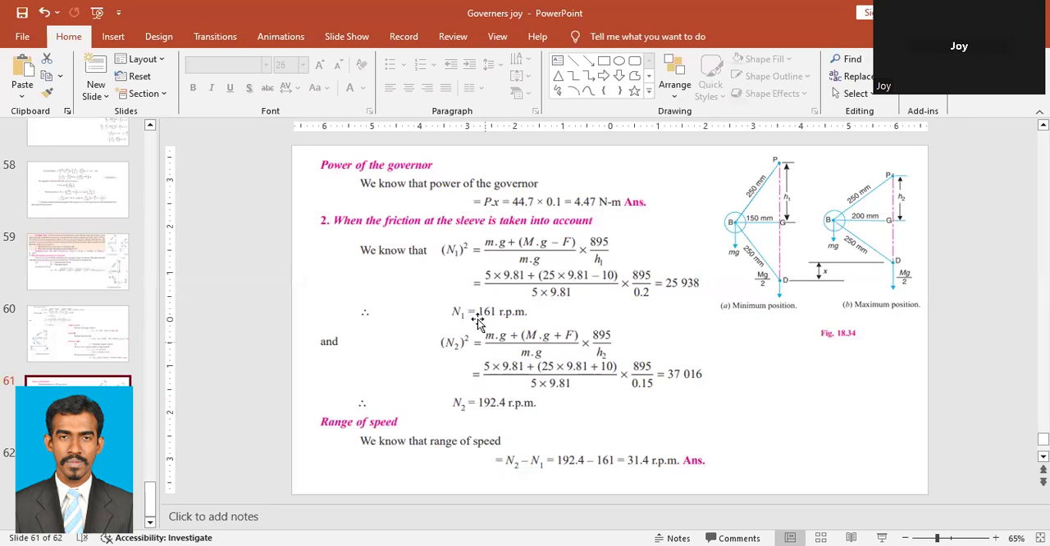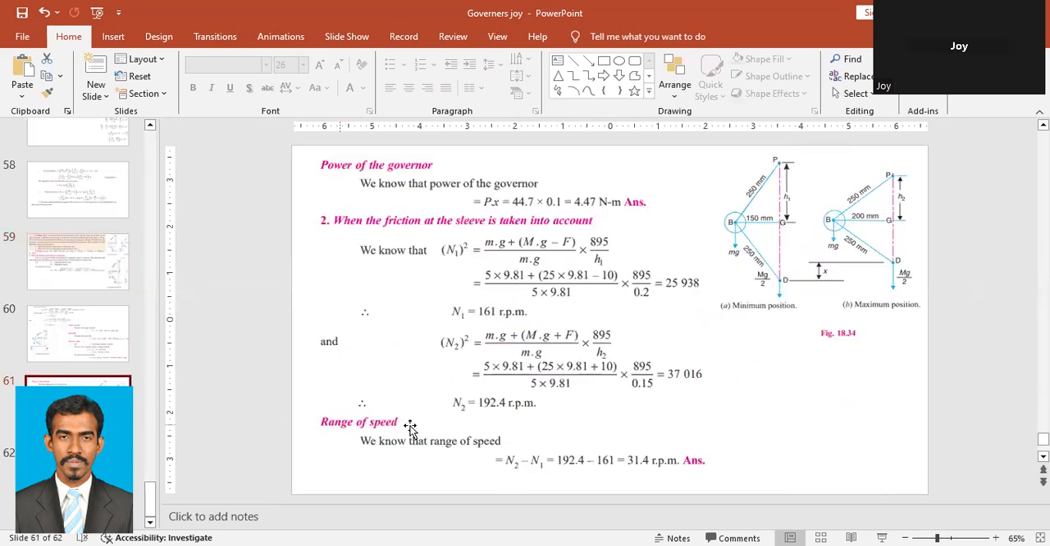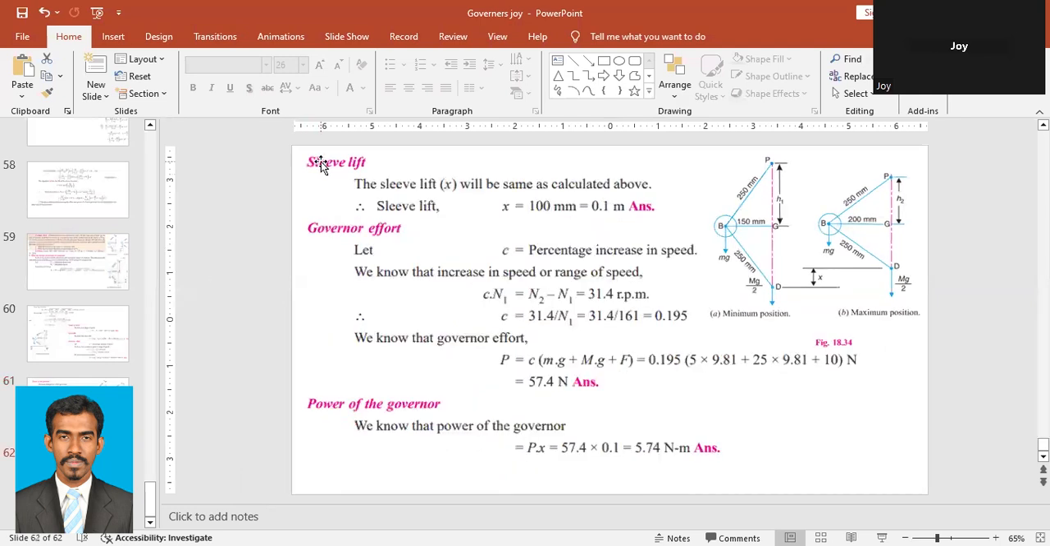Now we have N2, we have N1. So now we have to answer these questions: find the range of speed, sleeve lift, governor effort, and the power. First, range of speed. We know the range of speed is N2 minus N1. N2 is 192.4 minus N1 is 161. When you subtract it, you will have 31.4 RPM.